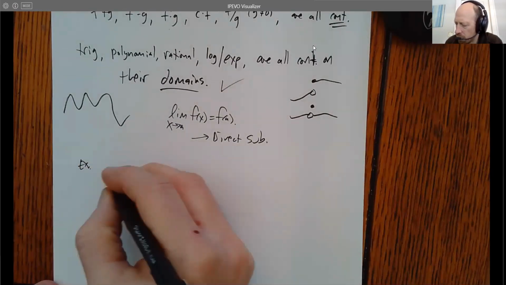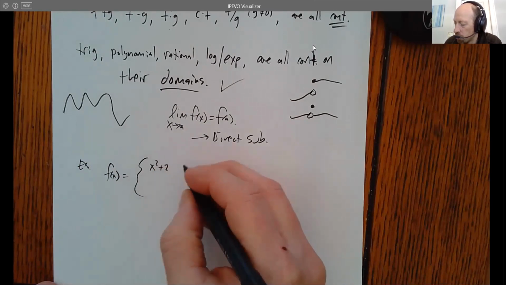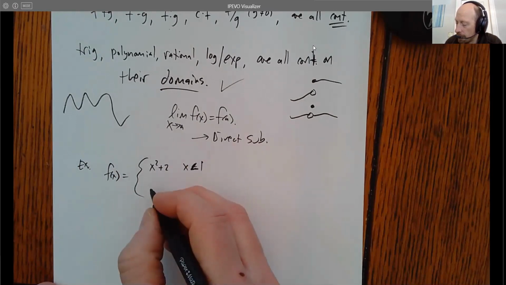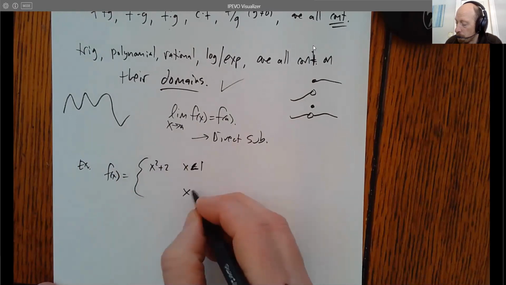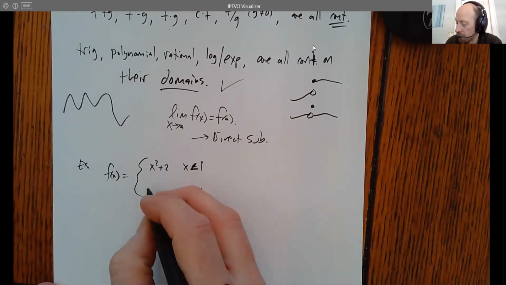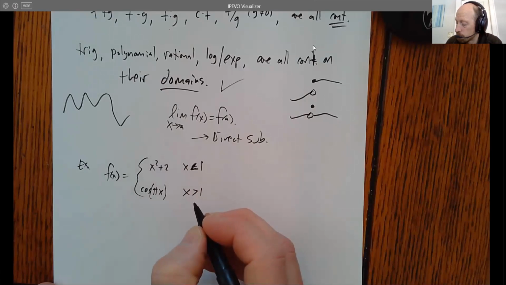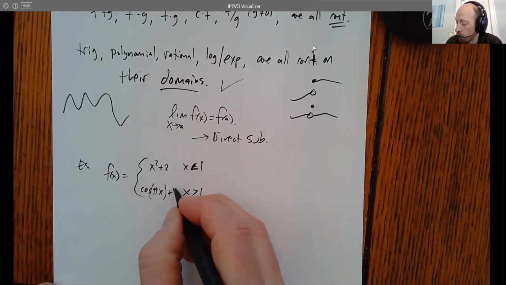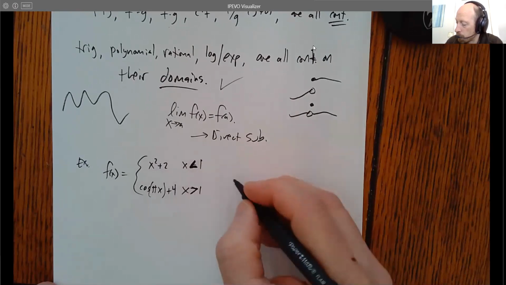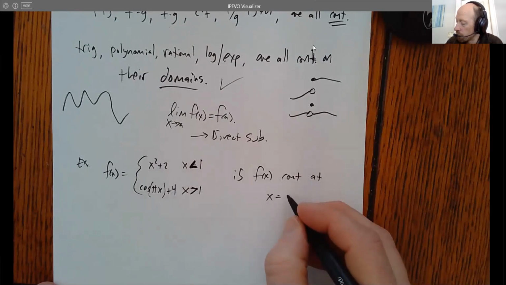So for example, let f of x equal x squared plus 2 if x is less than 1, and cosine of pi x plus 4 if x is greater than 1. Is f of x continuous at x equal 0?